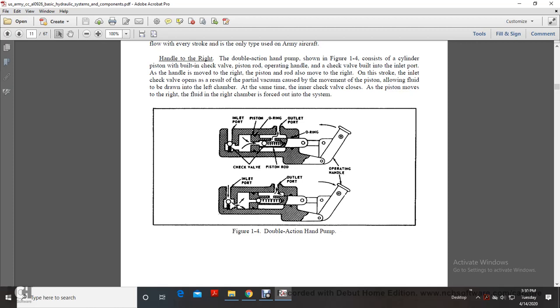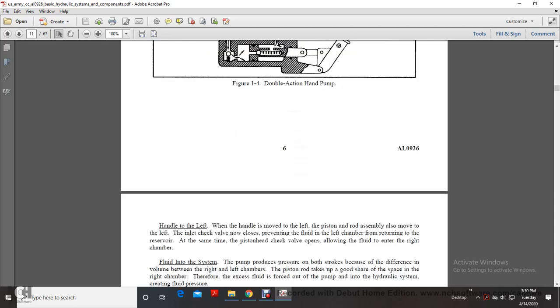Figure 1-4 shows a double action hand pump, starting at the top and going from right to left, or clockwise. You have your inlet port, your piston, your O-ring, your outlet port, and then the O-ring there. It then shows the operating handle going in and then out, moving the ball on the inlet port down and then out through the outlet port.